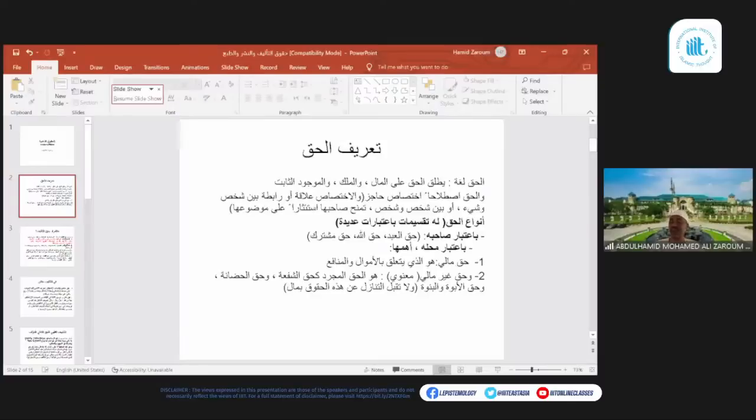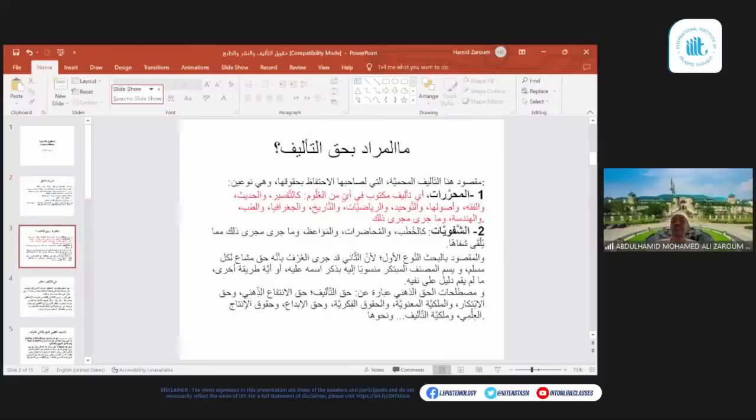And each group has its own adilla, evidences and proofs. We have haq mali and haq ghair mali. Okay, intellectual right here is haq ghair mali. It is not something that you possess, like wealth, like a house, like a car. Okay, but al-mal is obvious. Everyone knows this is yours, so others will not take it.